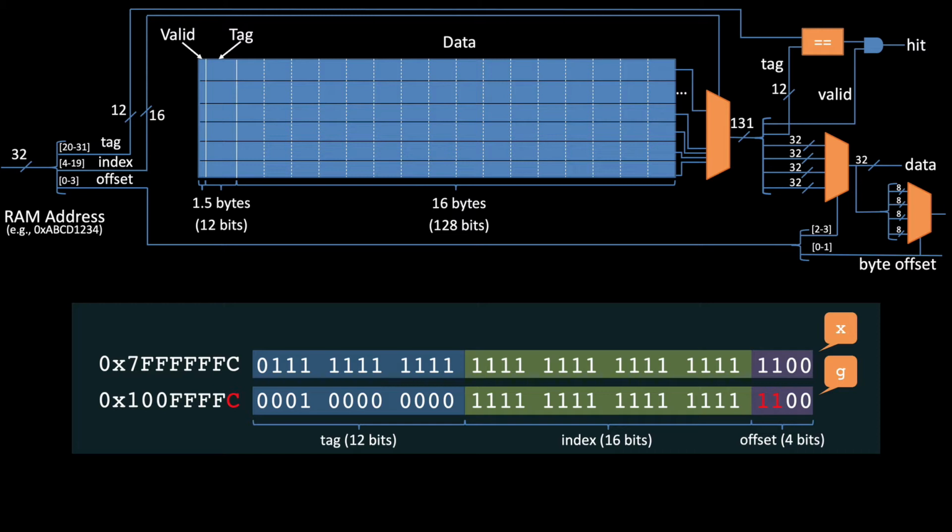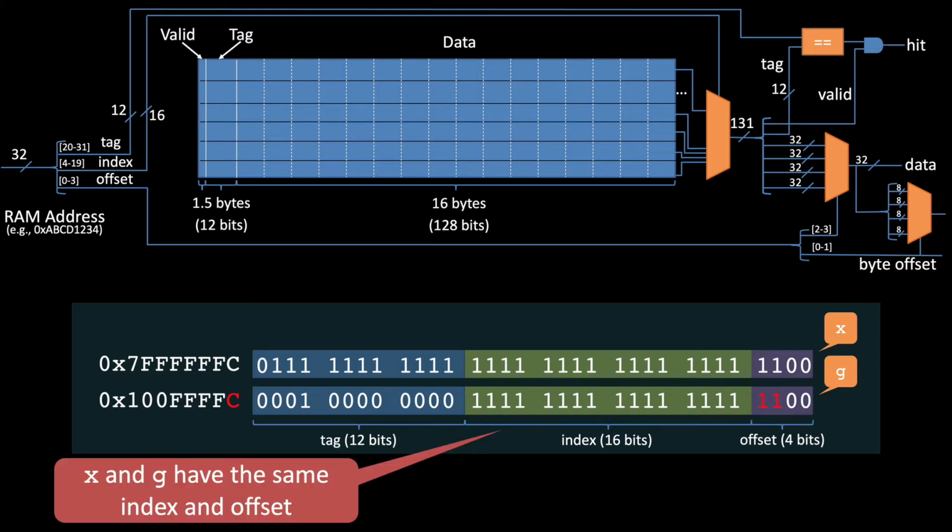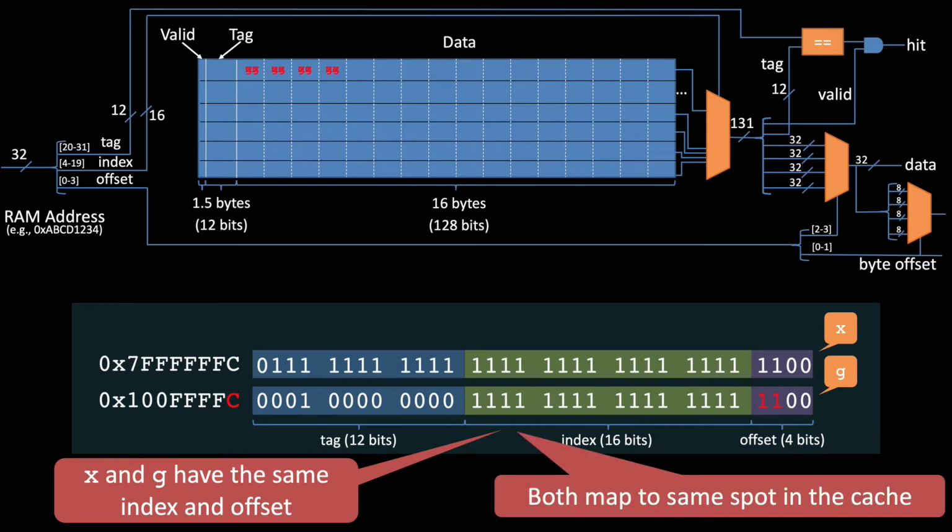In this case, both the index and the offset are identical, which means both variables are competing for precisely the same spots in the cache. Changing the block size won't fix this. What we need is more flexibility. We'll see later in the video that providing complete flexibility is expensive.